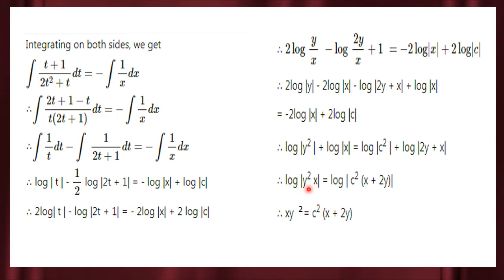Then log y square x is equal to log c square into x plus 2y will become x into y square is equal to c square into x plus 2y, because both sides are of the form log a is equal to log b, that is a is equal to b form. So this is the required solution.